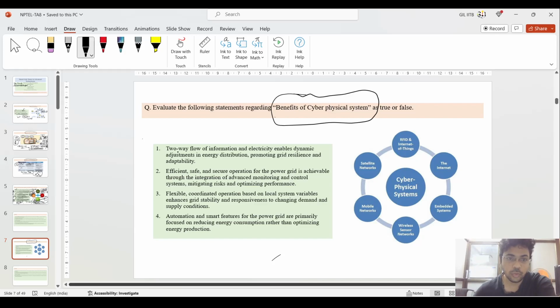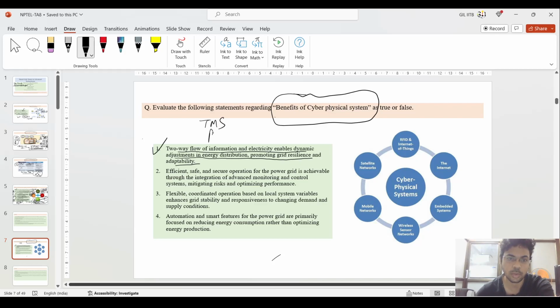Okay, let's come to the solution part. Let's read this first statement. What is it saying? The two-way flow of the information and the electricity enables dynamic adjustment in the energy distribution, promoting the grid resilience and adaptability. That is true, because you need this two-way communication and this dynamic adjustment in this energy distribution network.